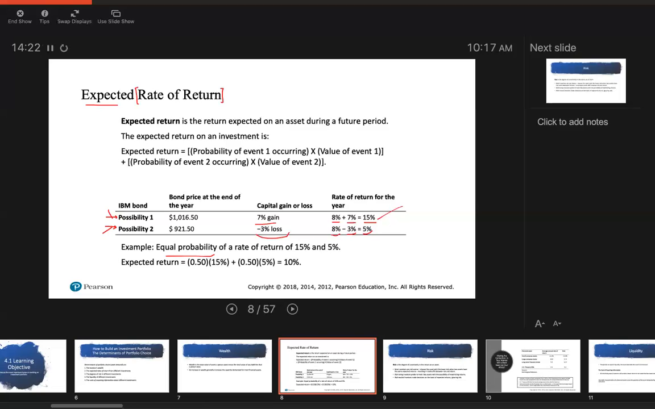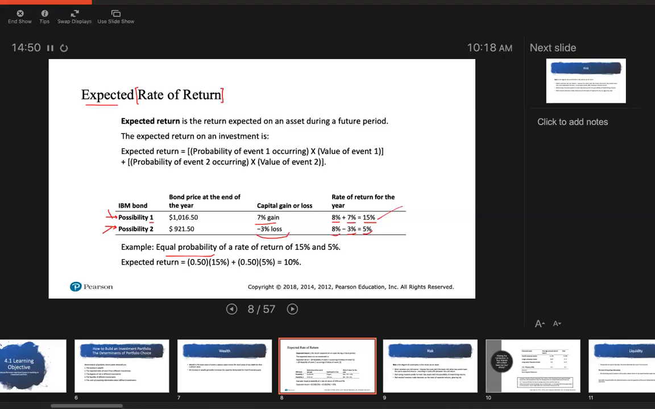There's a 50% chance that you might end up in a state of the world where the bond price goes up, right? You get all this good news, the price of the bond appreciates, you realize capital gains, and you end up with a 15% return. And there's a 50% chance, it's a coin flip, that you might end up in this other state of the world. You bought it for $1,000, the price went down to $921.50. You realize the capital loss, and the total return that you get for the year is 5%.